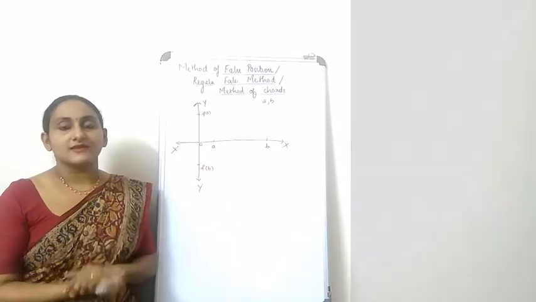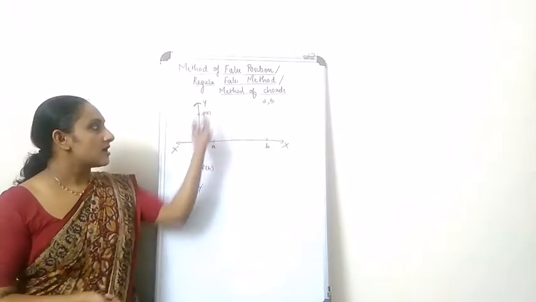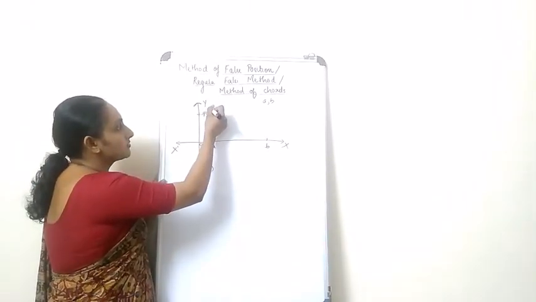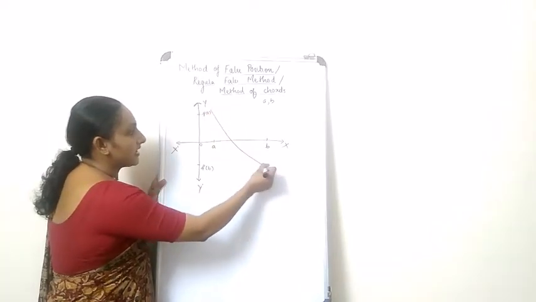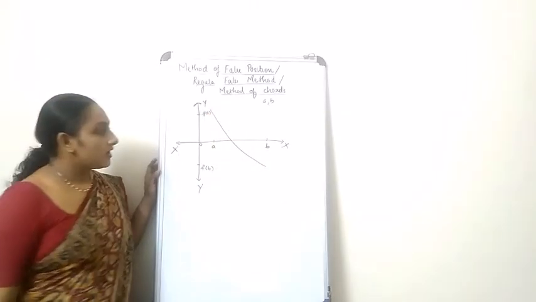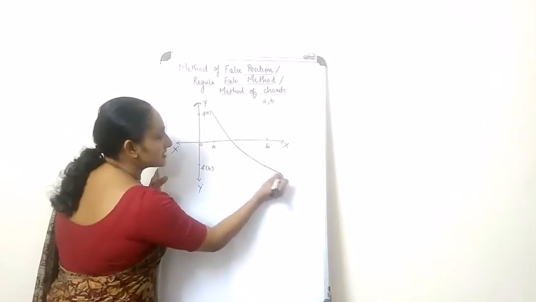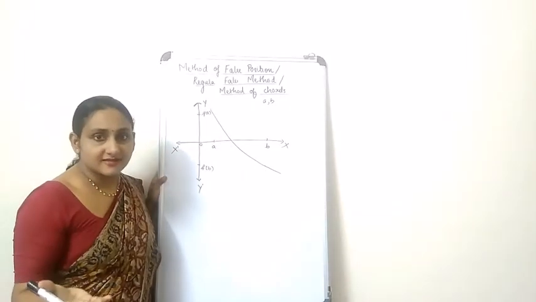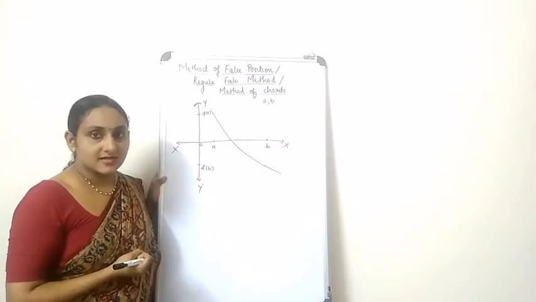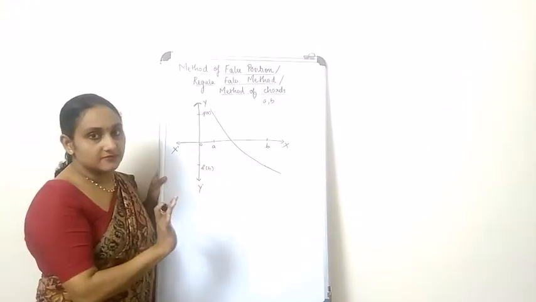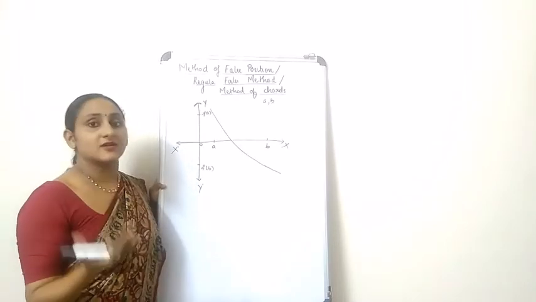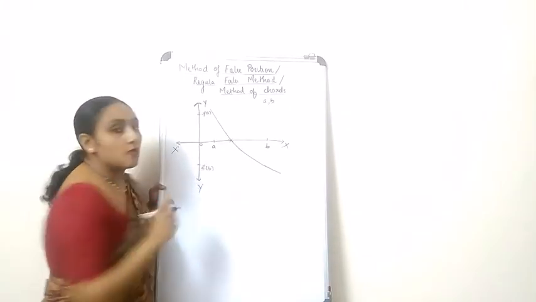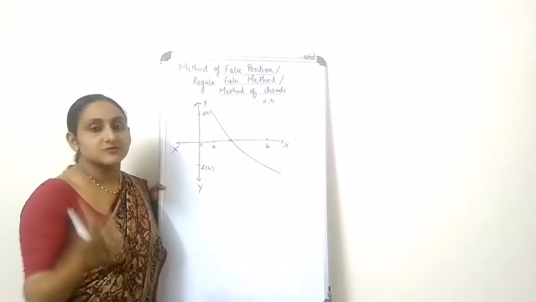And I am assuming that there is a function f(x) which passes through between a and b. Now since it's a continuous function, it cuts the x-axis somewhere over here. I'm not sure where it is cutting, but somewhere over here. I don't know the exact point, but the only thing I know is that at this point y is equal to 0. We'll come to that later.